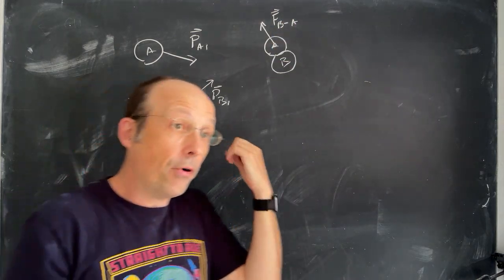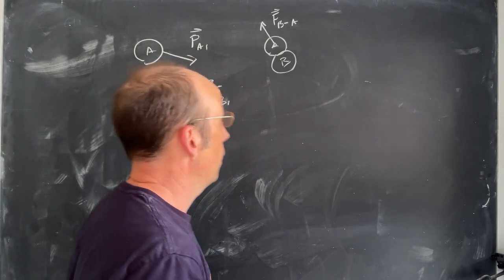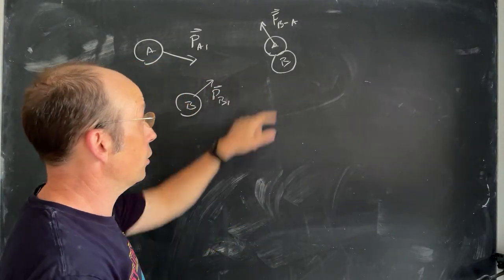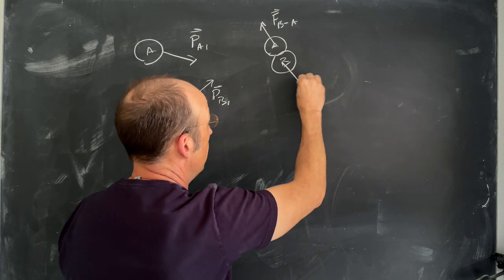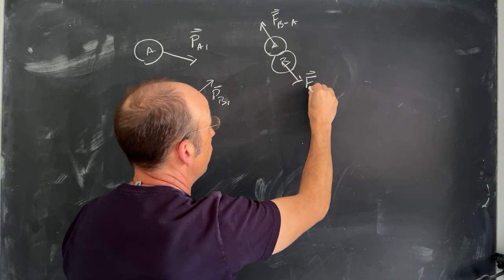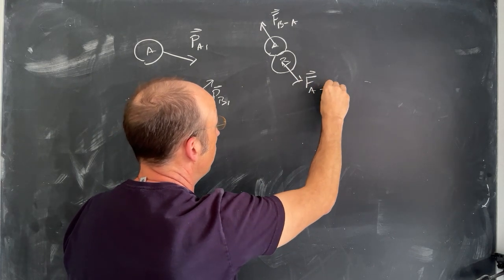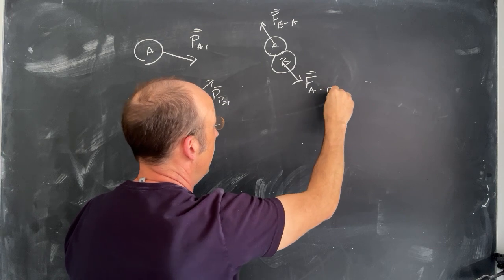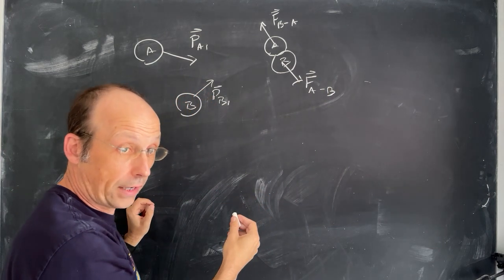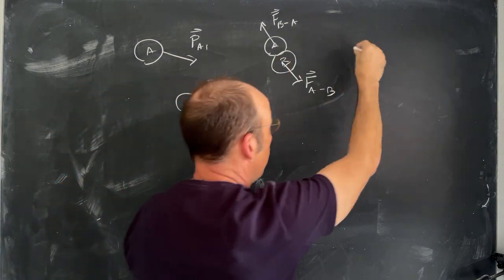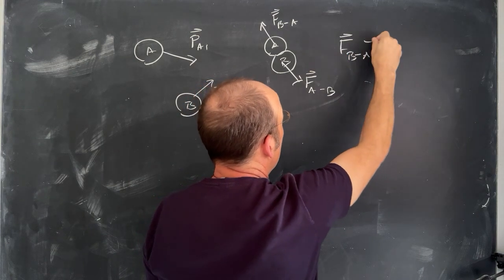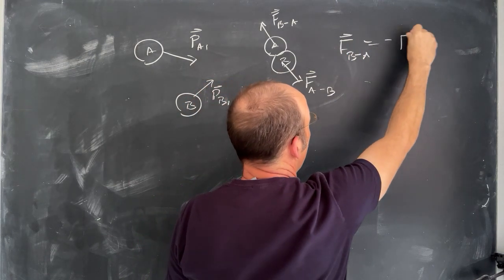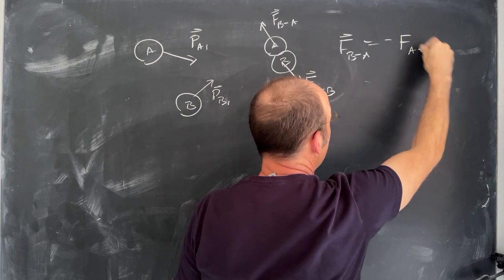But if you remember Newton's 3rd law, forces come in pairs. So if B pushes on A, A pushes on B with an equal and opposite magnitude. So F, A on B. And those are vectors. Okay, they are vectors. And since it's a collision, F_B on A is equal to negative F_A on B. That's Newton's 3rd law.